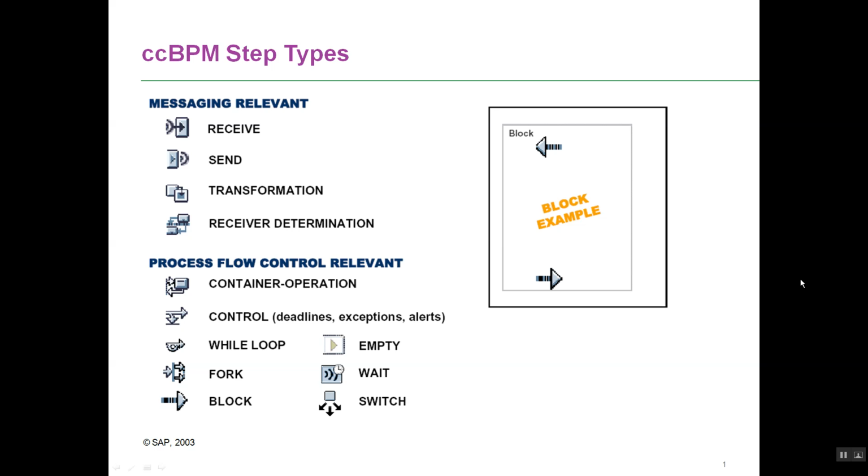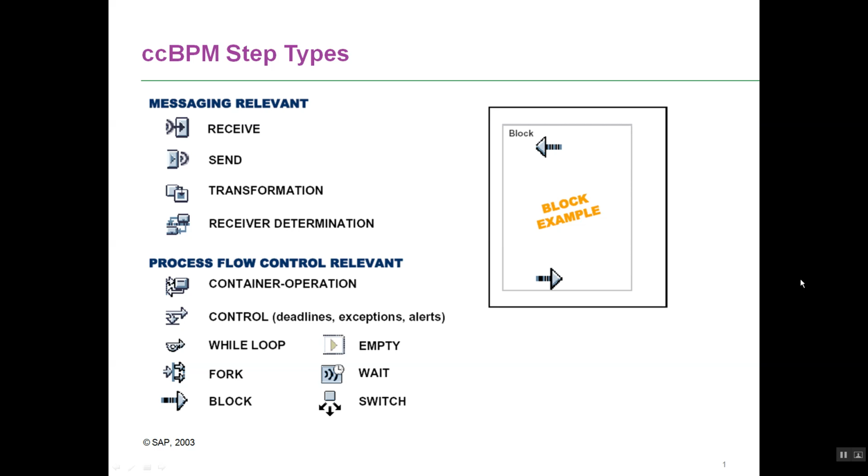ccBPMs are available only on a dual stack installation of PI. A dual stack installation of PI is a PI installation that contains both an ABAP stack and a Java stack. The reason ccBPMs are available only on dual stack installations of PI is because ccBPMs run on the business process engine, which in turn runs on the ABAP stack.